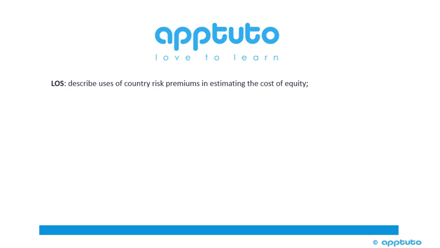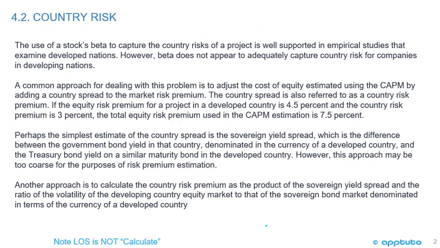This LOS is to describe uses of country risk premiums in estimating the cost of equity. Country risk. The use of a stock's beta to capture the country risks of a project is well supported in empirical studies that examine developed nations. However, beta does not appear to adequately capture country risk for companies in developing nations, or emerging markets.